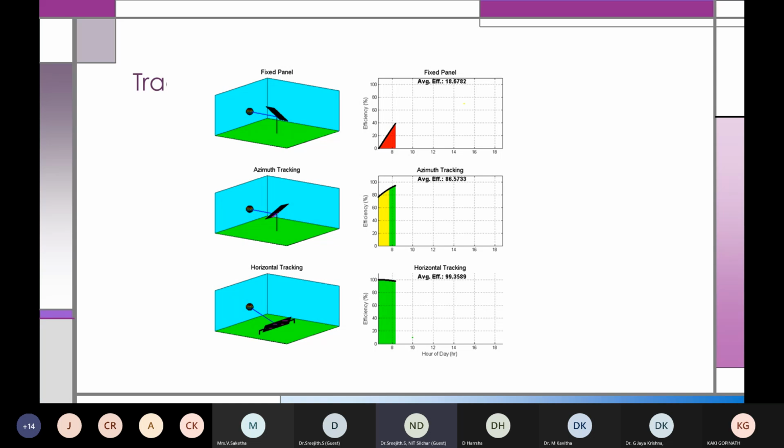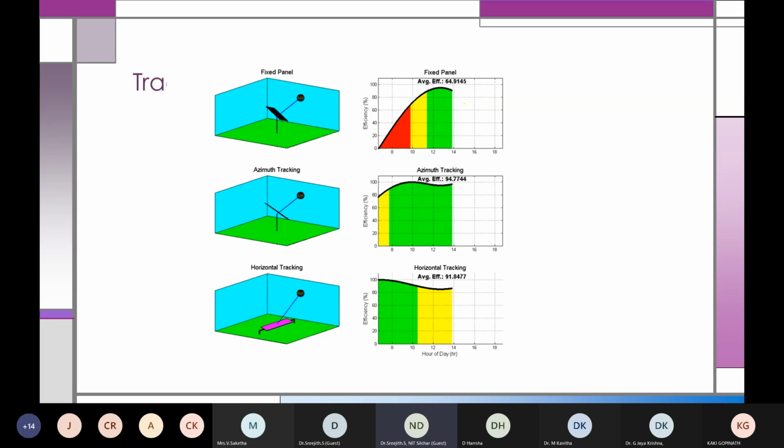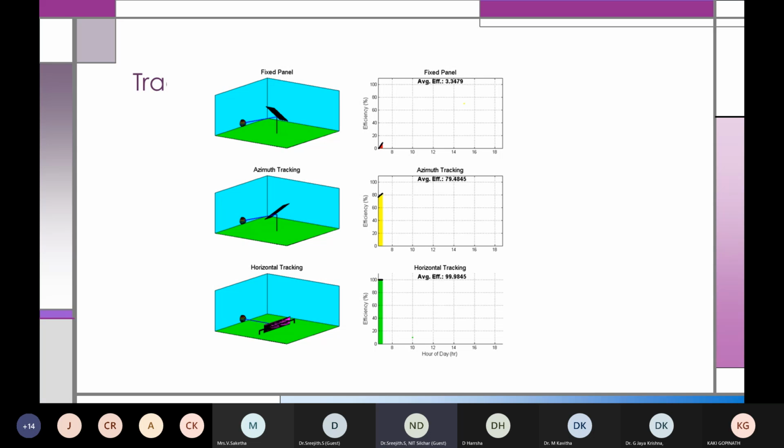Depending upon the date and season, the angle in which the sun is moving will change. That means one direction itself is not enough. We need to go with north and south direction also. So if it is able to track all the sides, then it is two axis tracking.